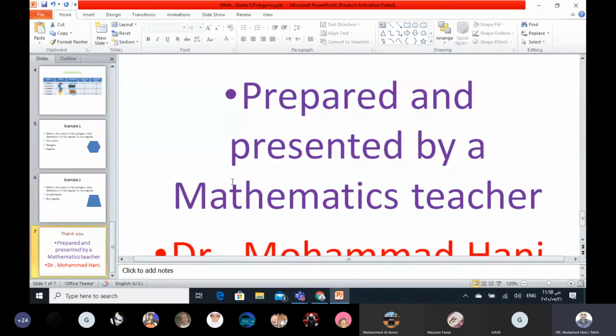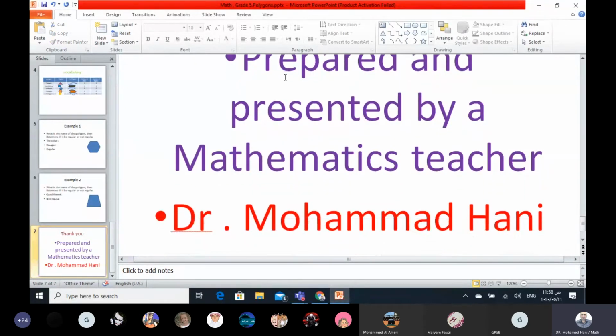This is the meaning of polygons and what the kinds of polygons are. We have 2 kinds, regular and not regular. If all the sides are equal and all the angles are equal inside the polygon, it means we have a regular polygon. If we have different sides or different angles inside the polygon, it means we have a not regular polygon. So this is our lesson today.